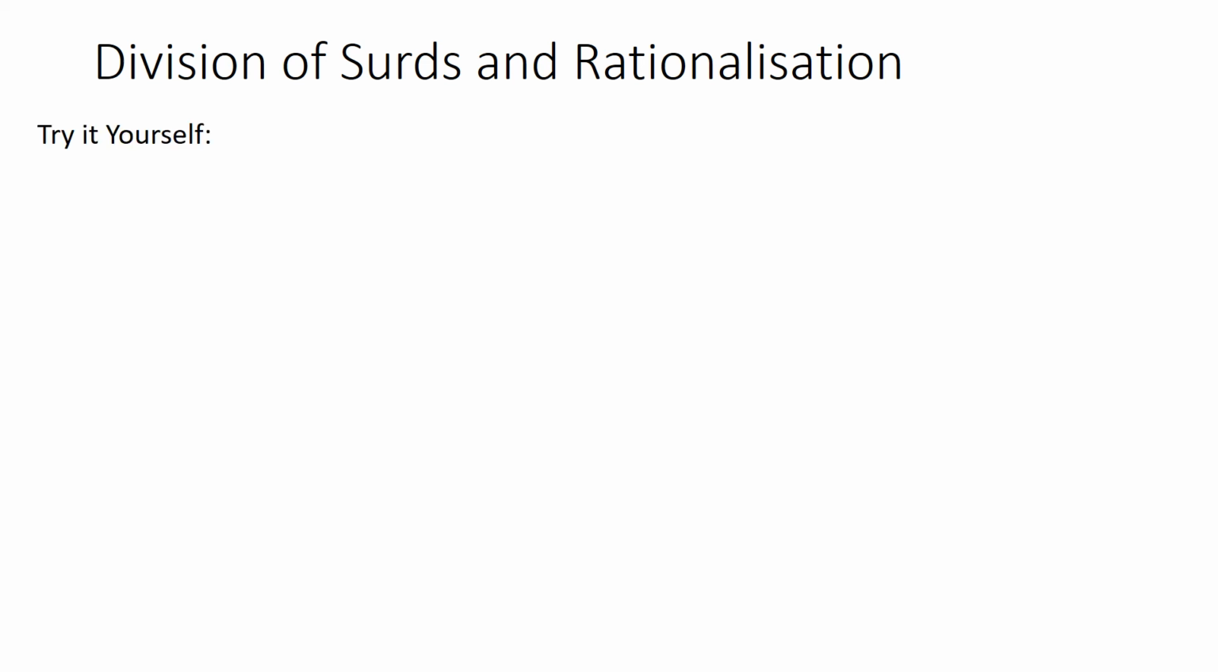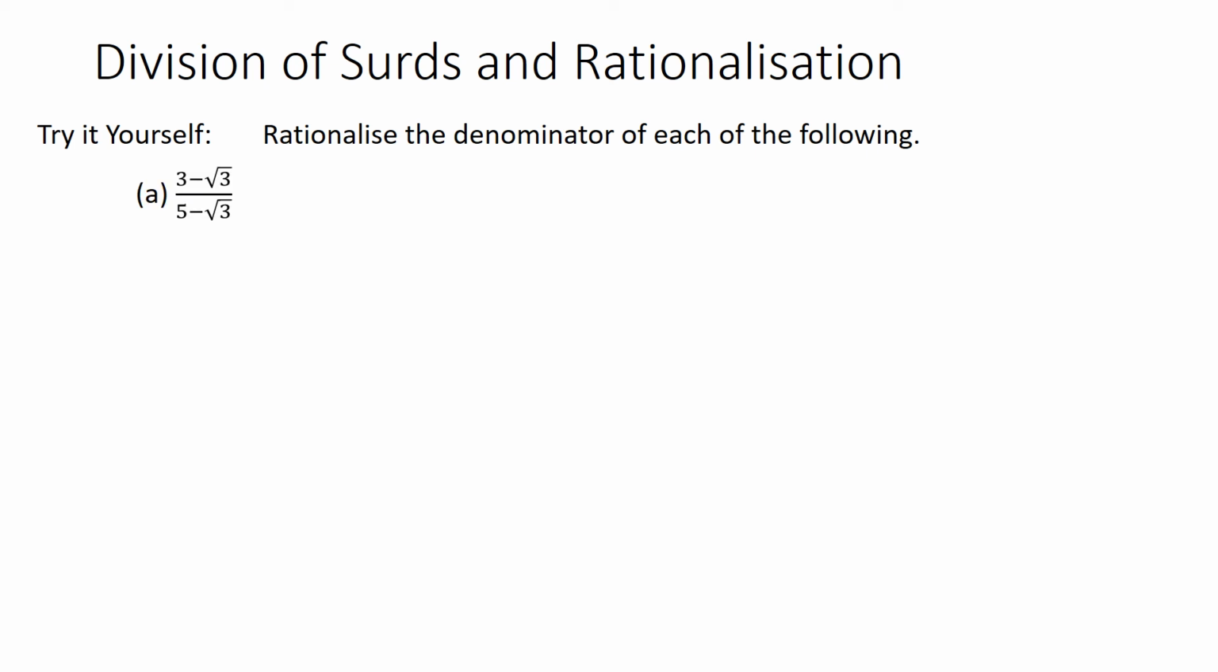Now, here is a similar example that you can try yourself. Rationalize the denominator of each of the following: a, 3 minus √3 over 5 minus √3. b, 7 plus 2√3 over 7 minus 4√2. You can pause the video and try to do it yourself.